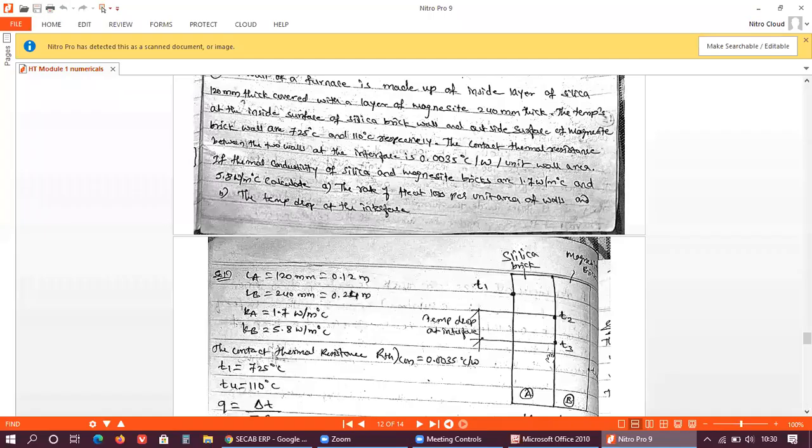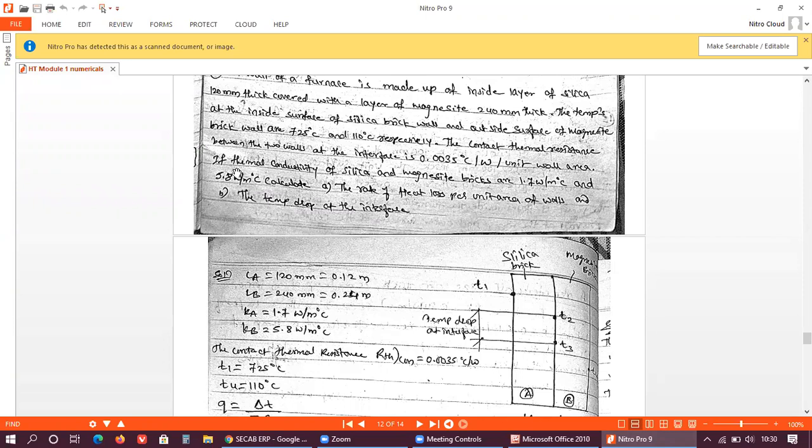Okay, अगर उसमें भी कुछ मालूम नहीं हुआ तो then you can call me, no problem. Okay, so here what happens, there is a temperature drop at the interface. There is a temperature drop at the interface because of thermal contact resistance.